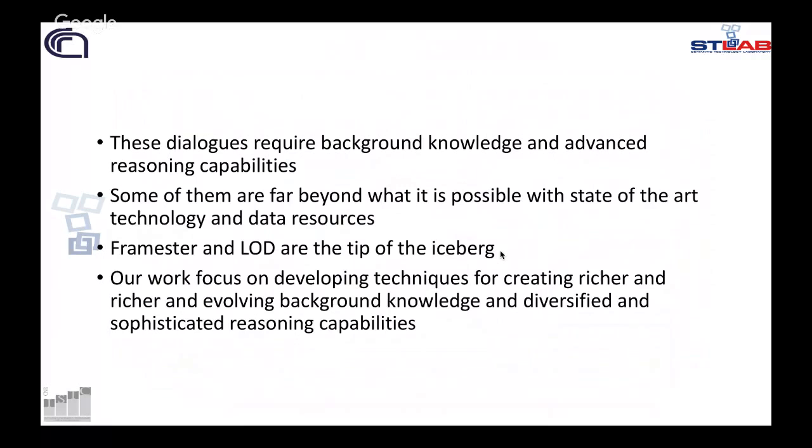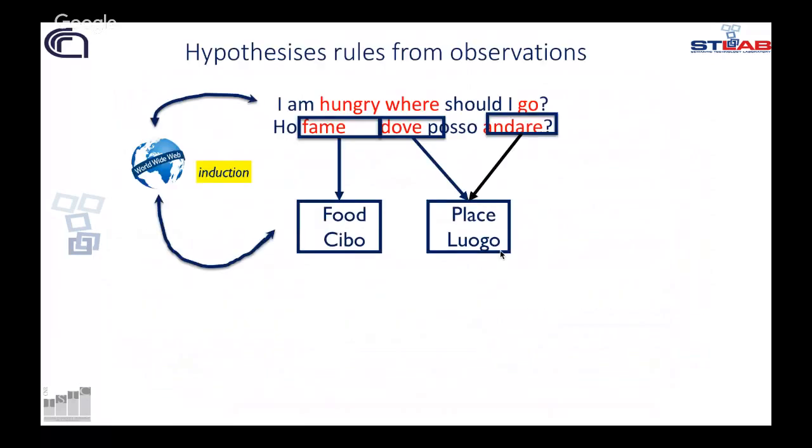And what we are doing, with Framester for example, is working on developing techniques for creating richer and evolving background knowledge and diversified and sophisticated reasoning capabilities. So we really have the tip of the iceberg with respect to what we need, but we can do something if we, for example, focus on specific aspects. So I want to show you what we want to be able to do, and in a sense give you the intuition of what mixture of techniques we are using to achieve this result.